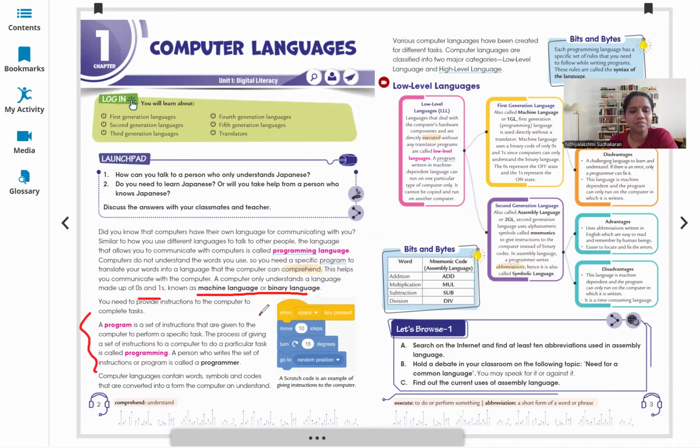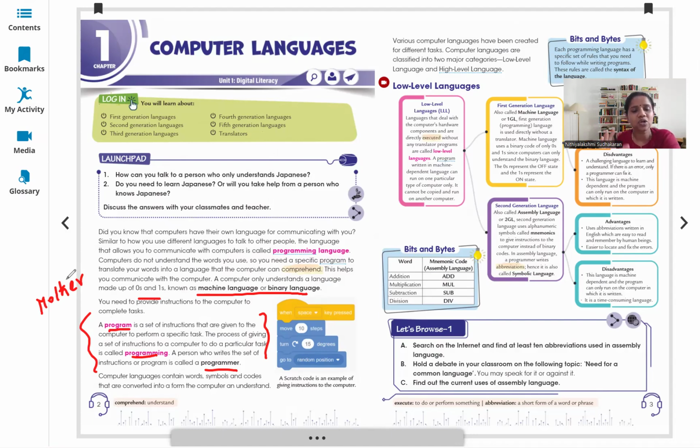And we have three terms here: program, programming, and programmer. For example, your mother usually keeps giving you instructions, like it's time for school, get ready for school. She keeps giving you different instructions, and those instructions are called a program, which means a set of instructions.